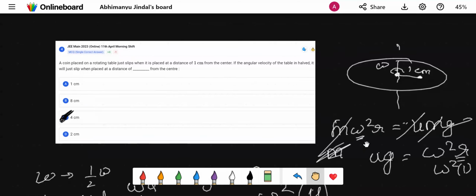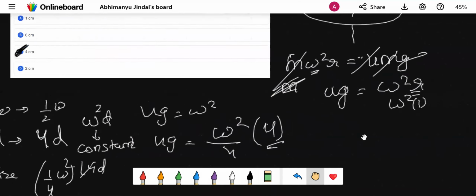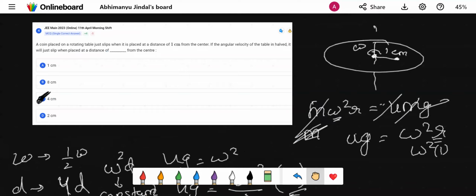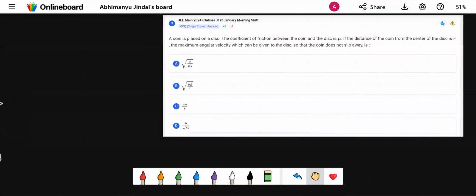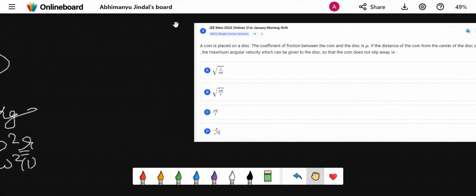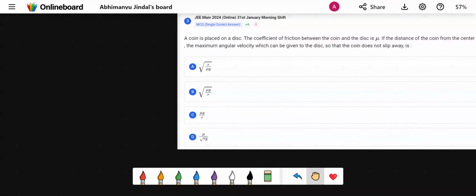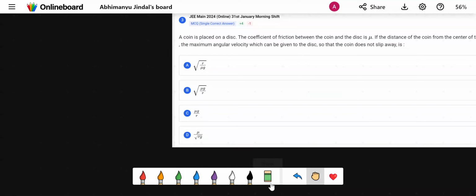I hope you guys understood. This is a good question. Keep in mind, I think there are going to be many more like this coming in the future. Okay, let's see this one. This is the same thing but with friction being added to the formula. Last time we didn't have to use friction in our answer.